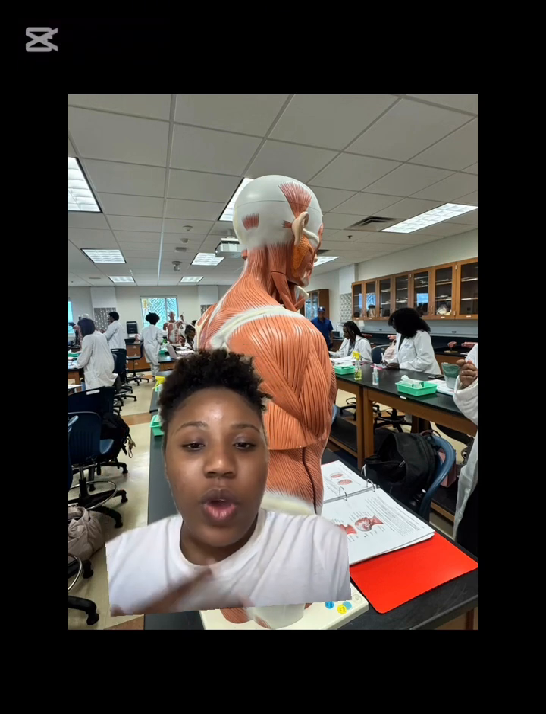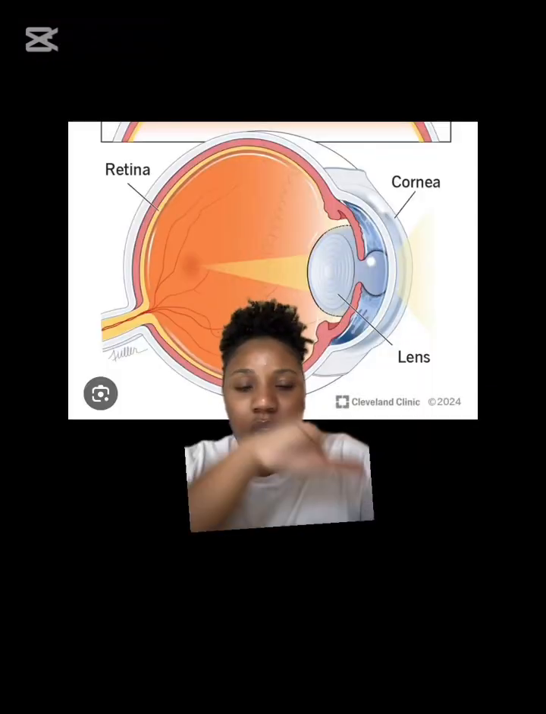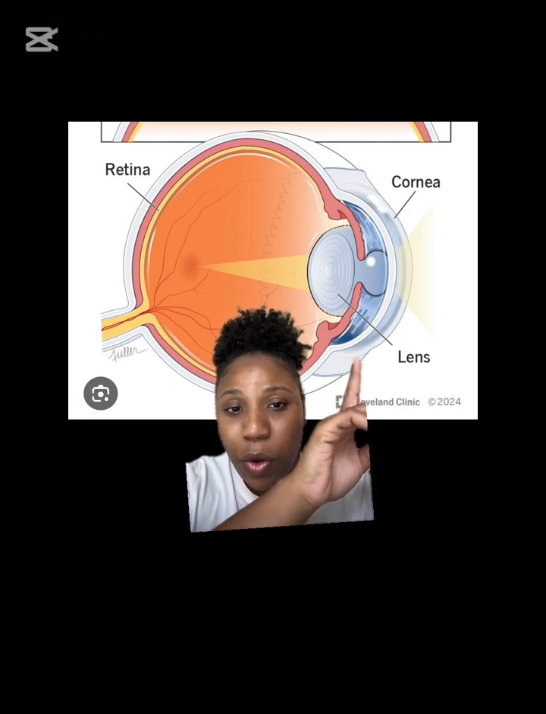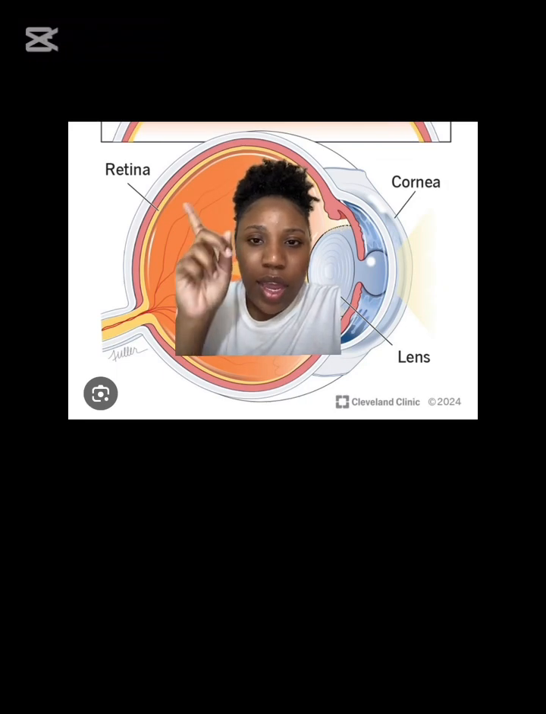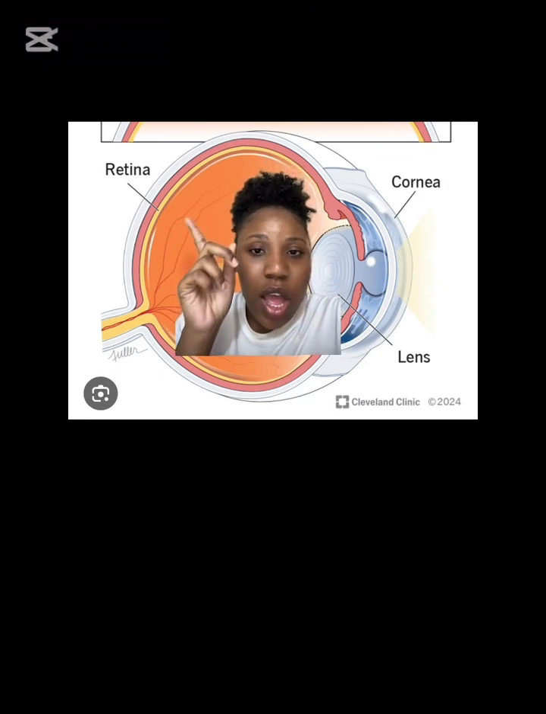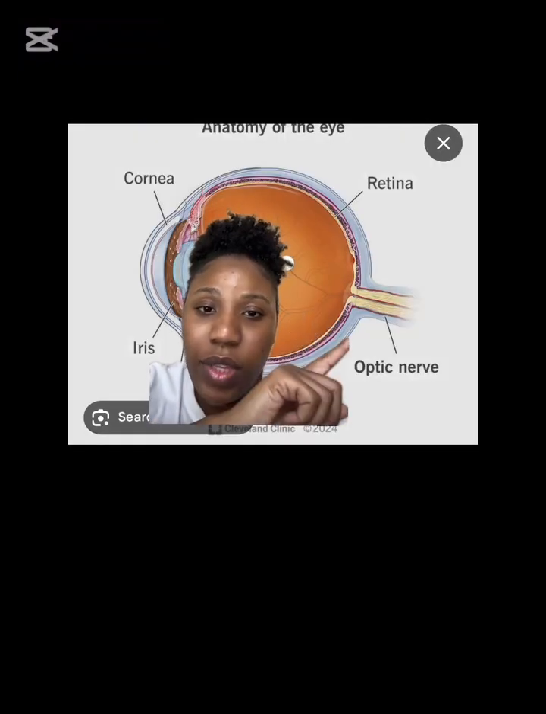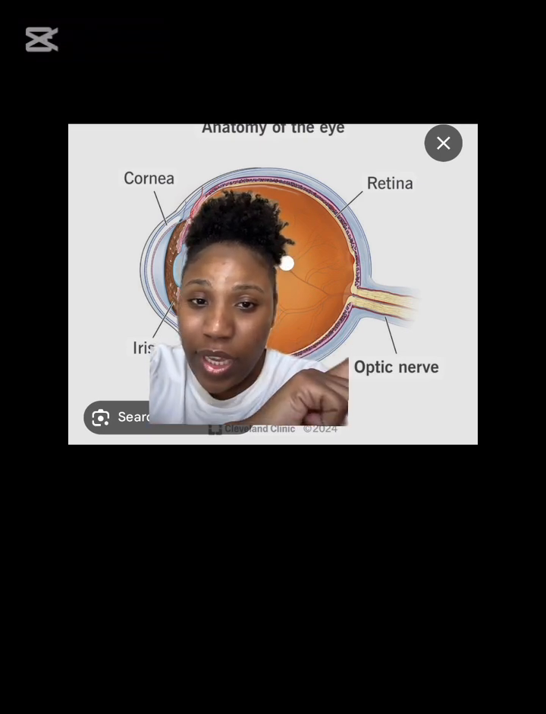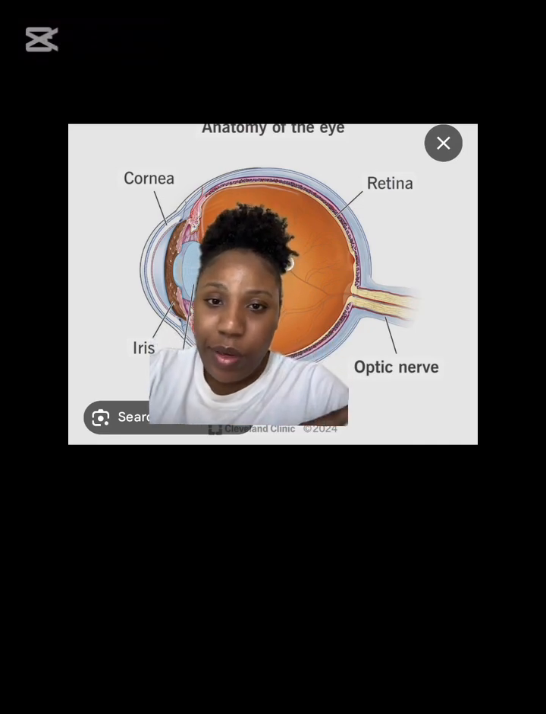Now we are going to talk about the internal structure of the eye. Okay, so first we have our lens, and the lens helps to focus light on the retina. And then we have the retina. This contains photoreceptors. And then we have the optic nerve. The optic nerve is very important because it sends visual info to the brain.